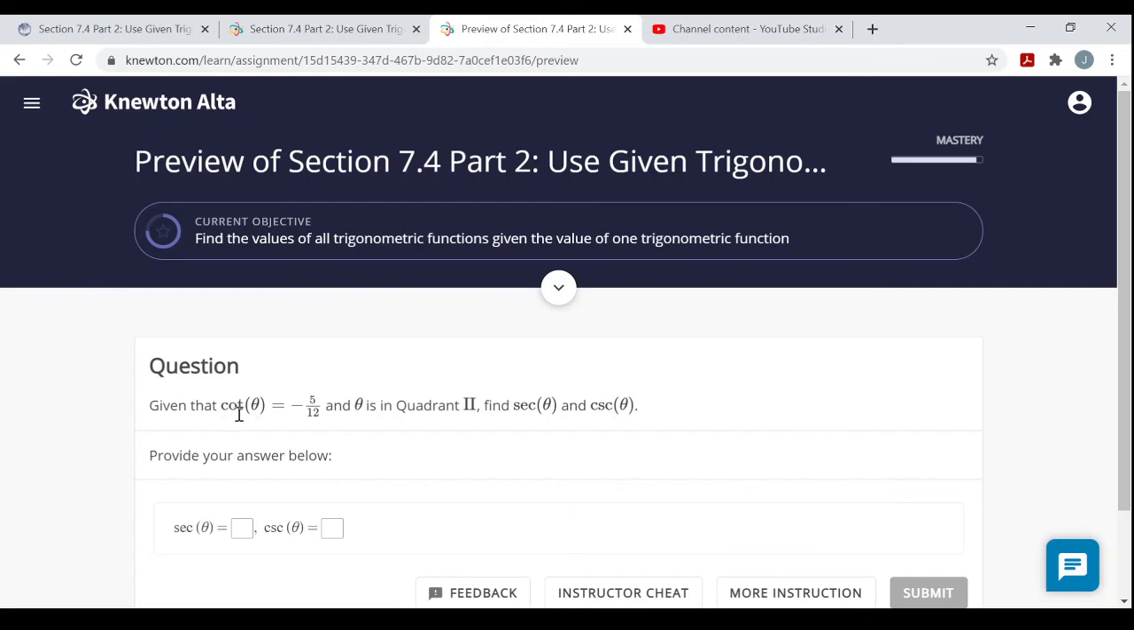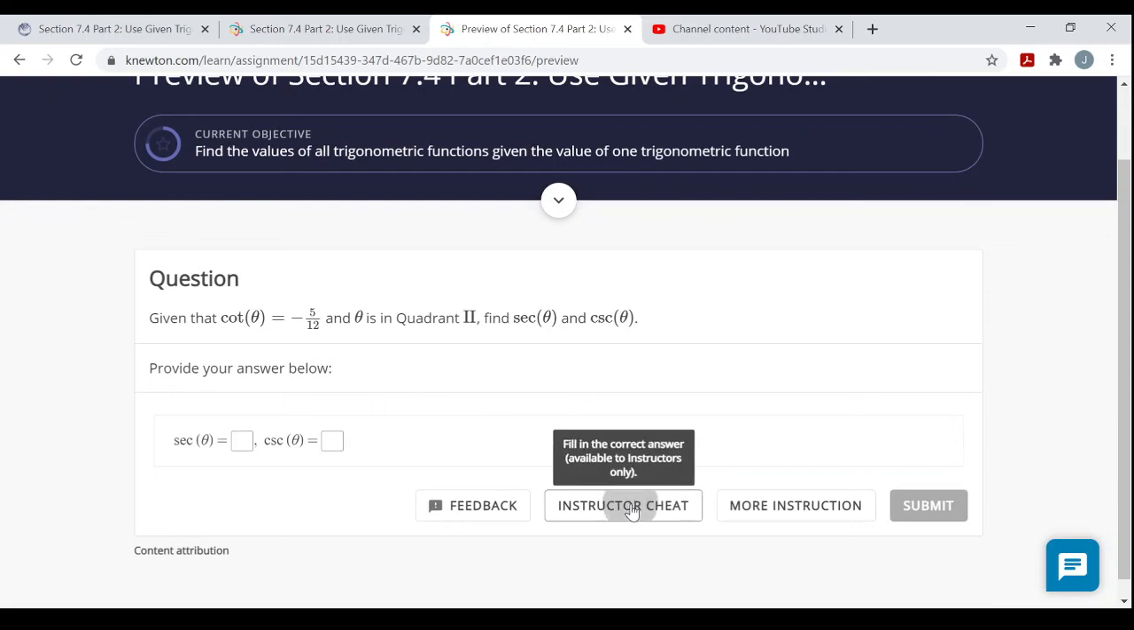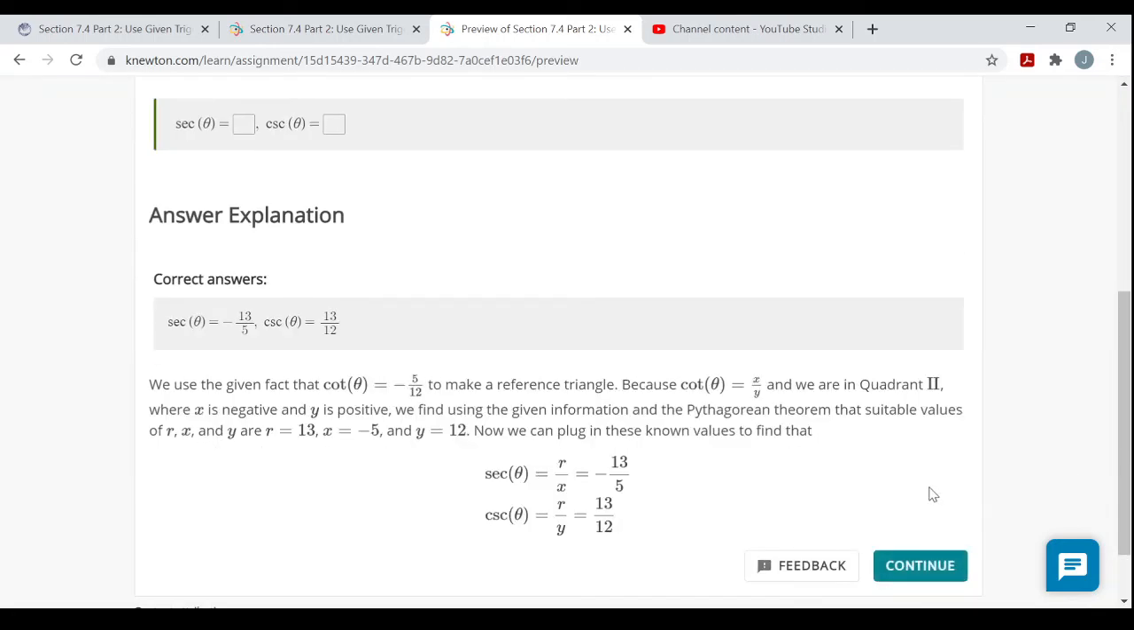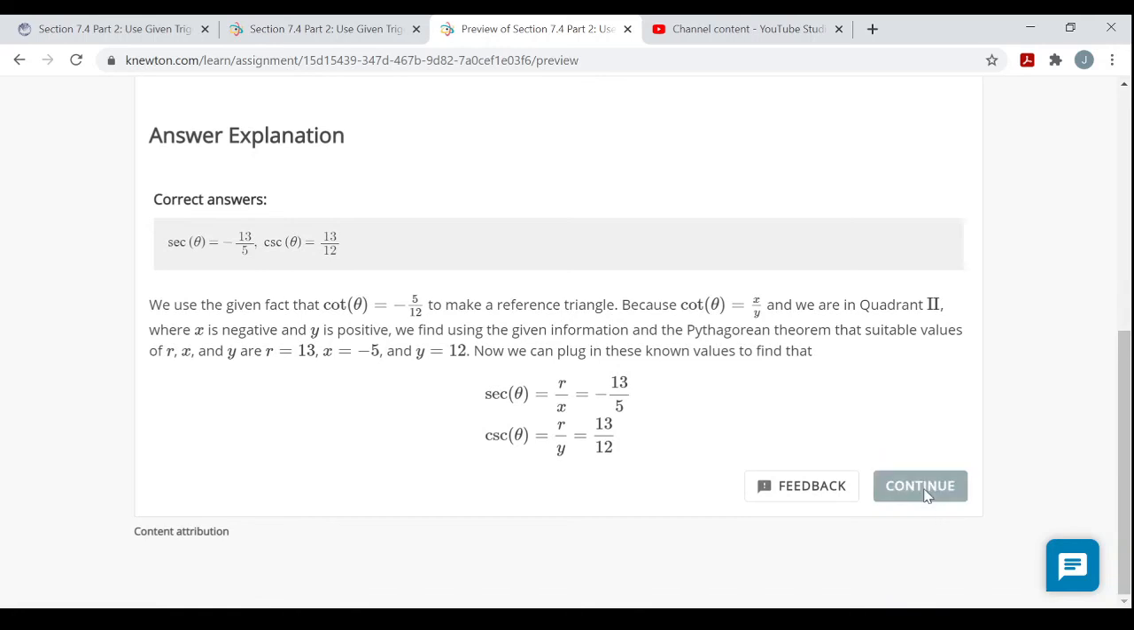Again, just pay attention to the trig function you're given, though, right? Because remember, all the trig functions are defined in different ways in a right triangle. Sine is opposite over hypotenuse, cosine is adjacent over hypotenuse, tangent is opposite over adjacent, and then you have all the reciprocals. So just pay attention to what trig ratio they give you. I believe that'll be it.